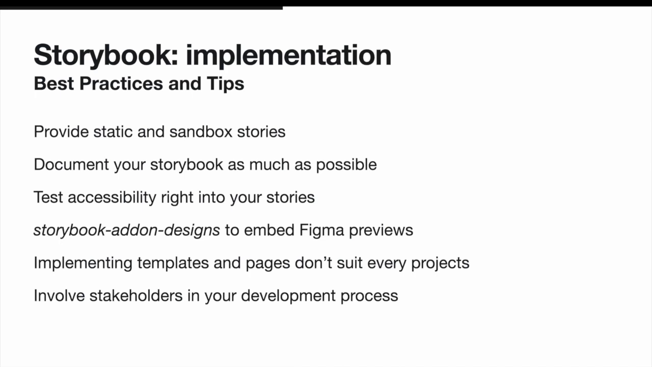So some best practices and tips for the implementation. What I like to do is provide static and sandbox stories. You might use a different approach, and that's fine. Document your Storybook as much as possible, adding comments and a README for each component and how to use them. Test accessibility right in your stories, as we've seen with the accessibility plugin. Use the Storybook design add-on if you want to import Figma directly into your Storybook. It also works for Adobe XD and Sketch, I suppose.